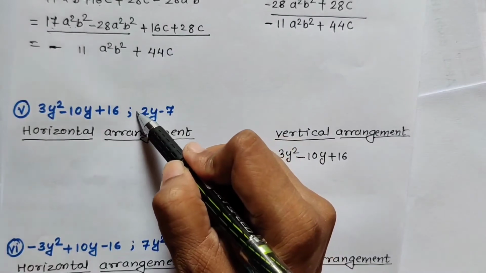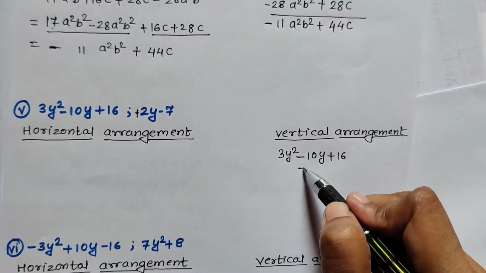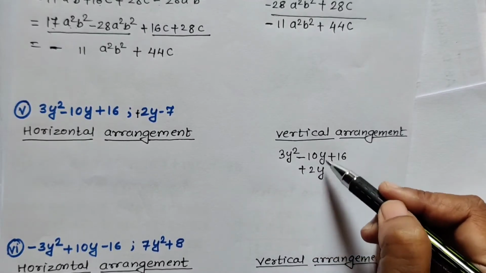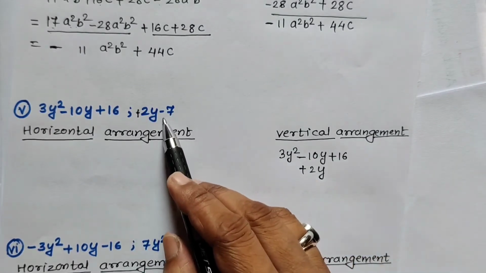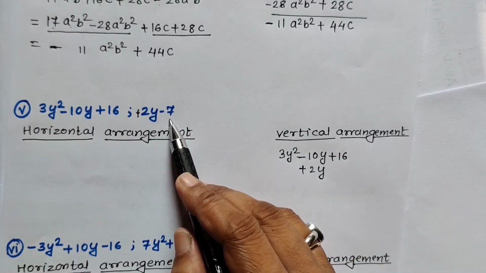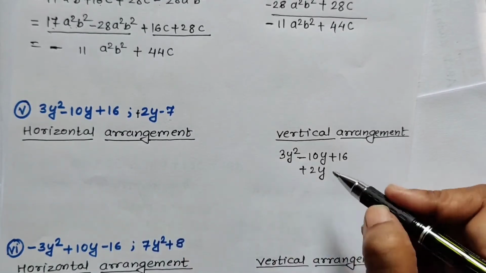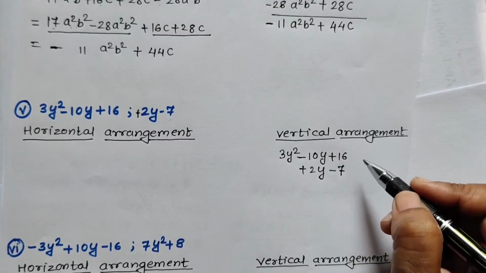What is the sign of 2y? Sign of 2y is plus. Nothing is there means plus. So I write here plus 2y. Below 10y I am going to write 2y because like terms we have to write one below other. Then minus 7 is there. Only number which is called constant term in the mathematics, only number term is always known as the constant term. So this minus 7 I write below 16. Both these are the constant term.